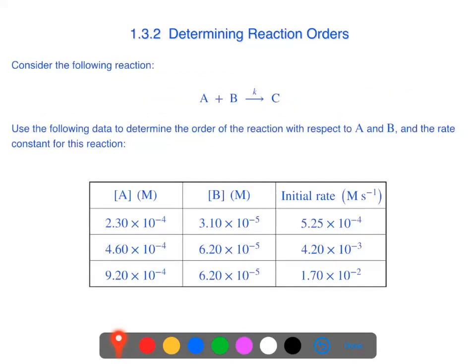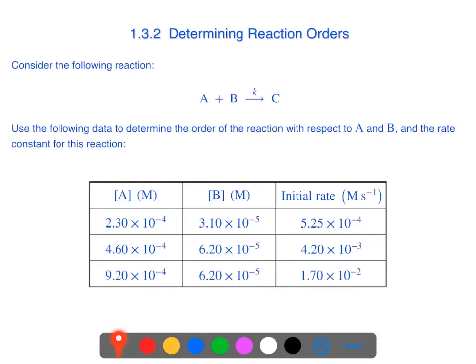So let's look at the following example, where again we have two reactants A and B giving us a product C. And we're asked to use the following data to determine the order of the reaction with respect to both A and B and determine the rate constant for this reaction. So the initial step in this question is to determine the order of the reaction with respect to A. And we choose to do that because if you look at rows 2 and 3 of our experimental data set, the initial rates are determined at a constant concentration of B.